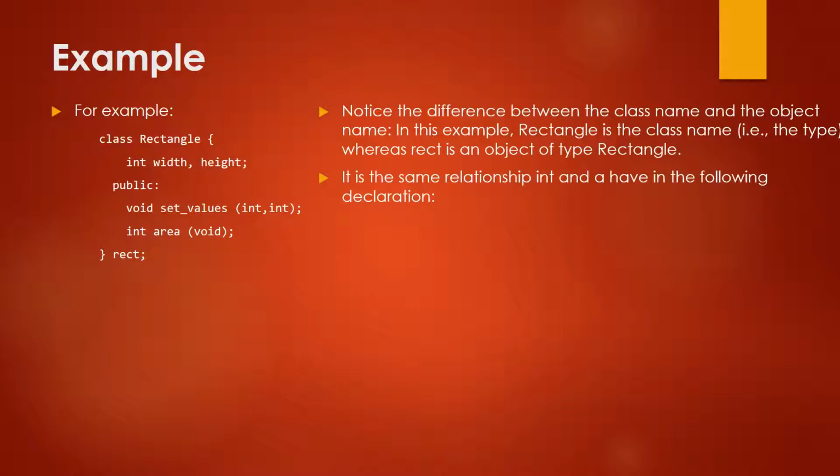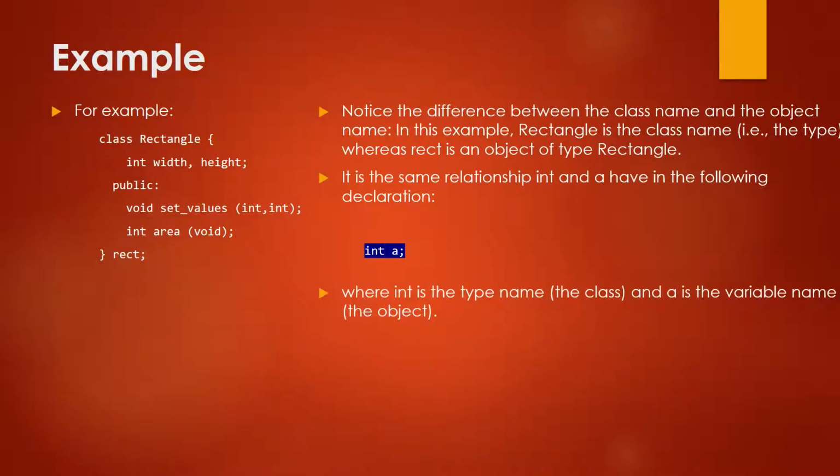Just keep in mind the difference between the class name and the object name. The class name is rectangle. The object name here is rect, R-E-C-T. Same relationship that an integer and the object A that represents an integer have, where int is the type name and the class, and A is the variable name which represents the object.